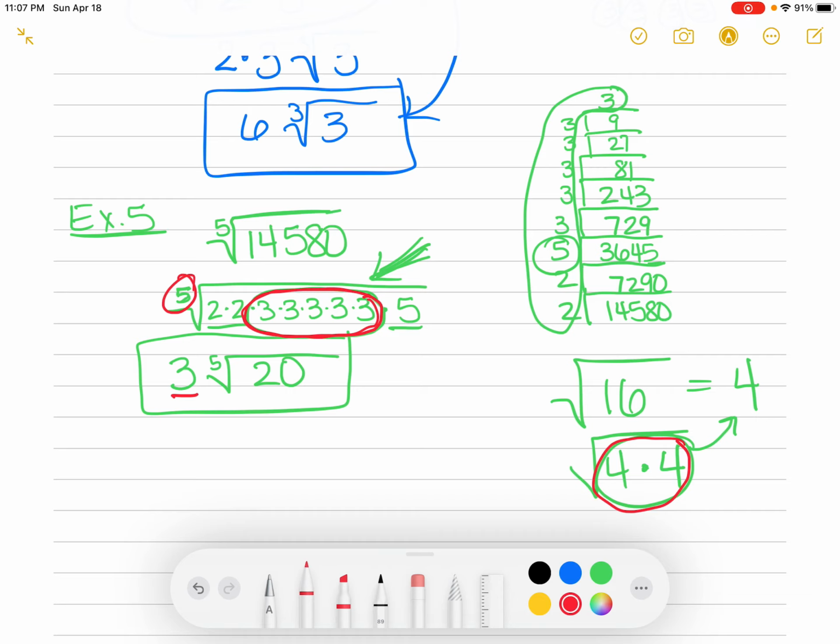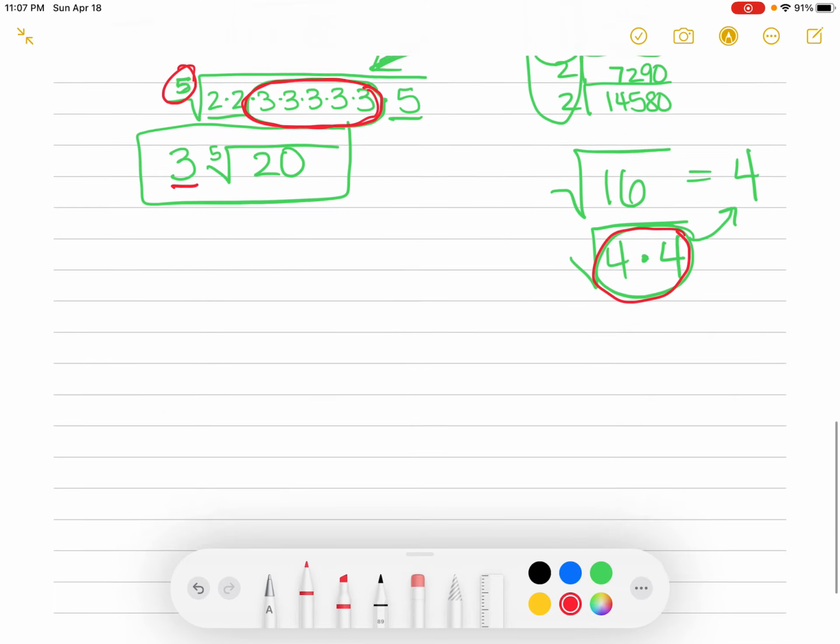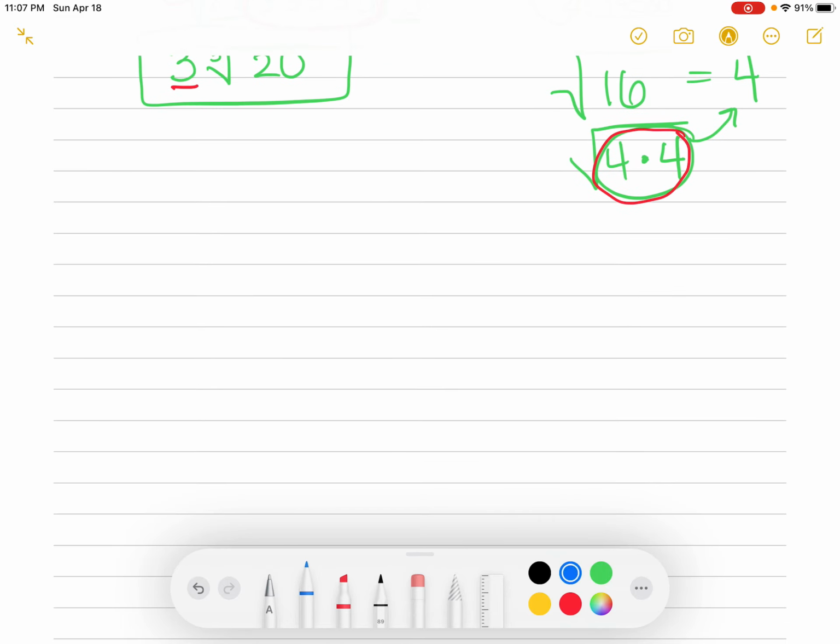Okay, now I want you to try one of these on your own. So this one's going to be example 5B. I want you to do the cube root of 135. You can make a factor tree or a ladder. That's what I prefer you to do on this one. So go ahead and try that on your own.